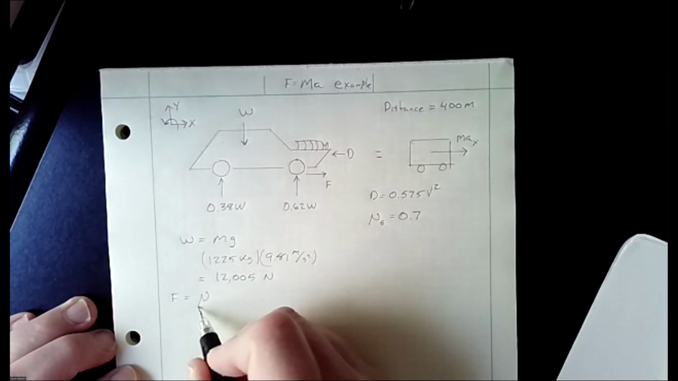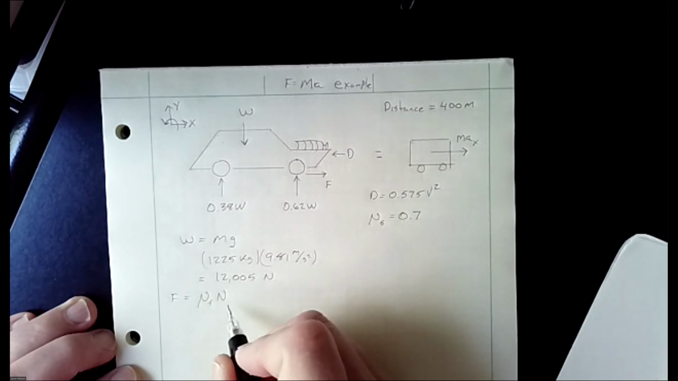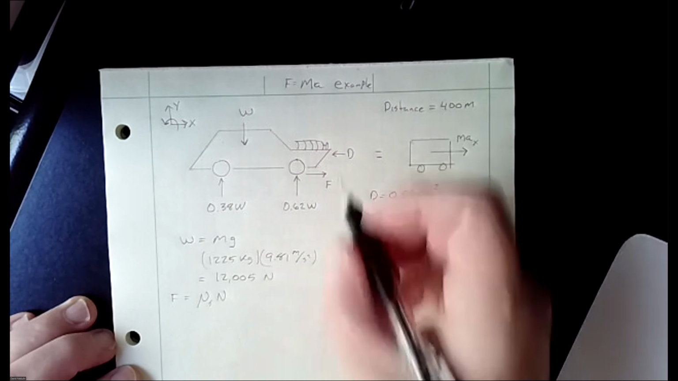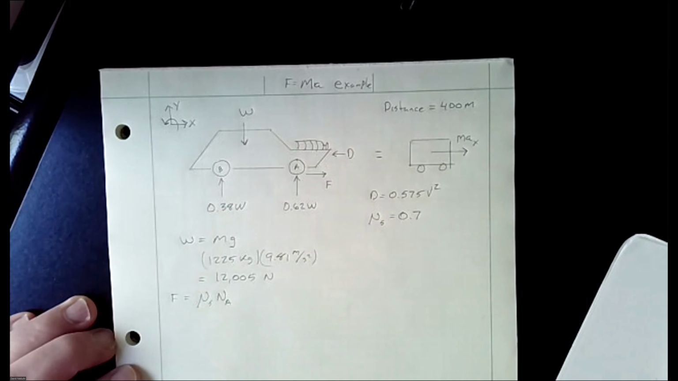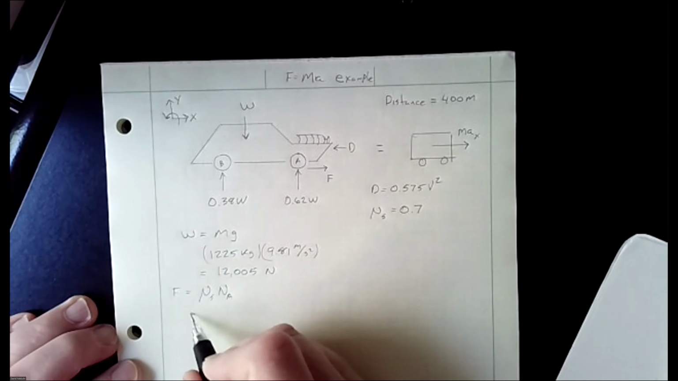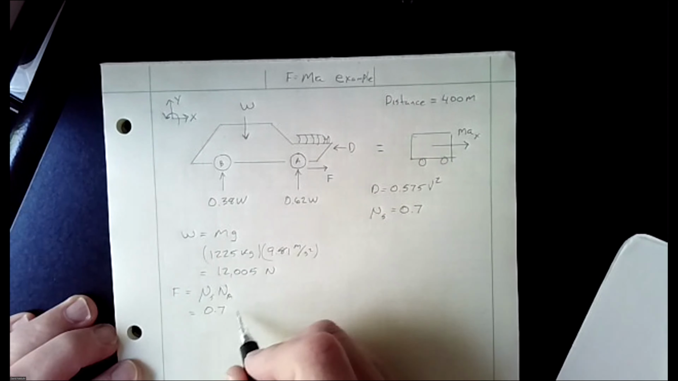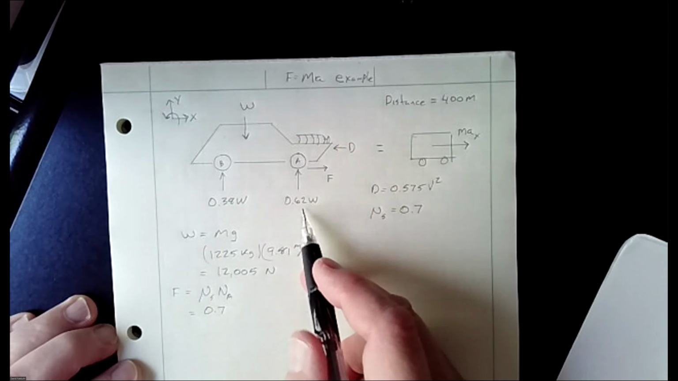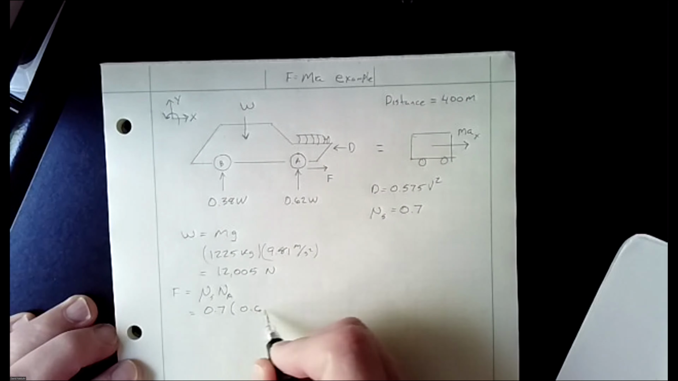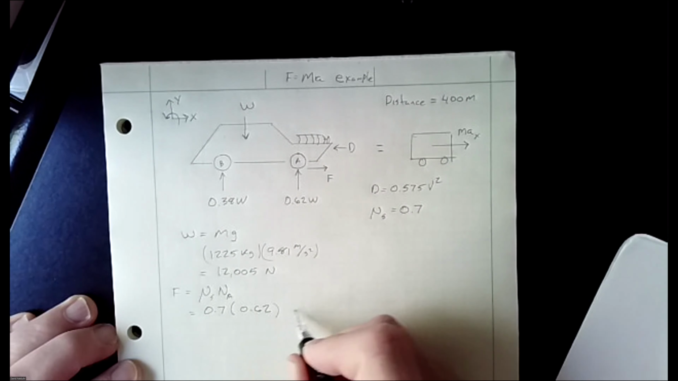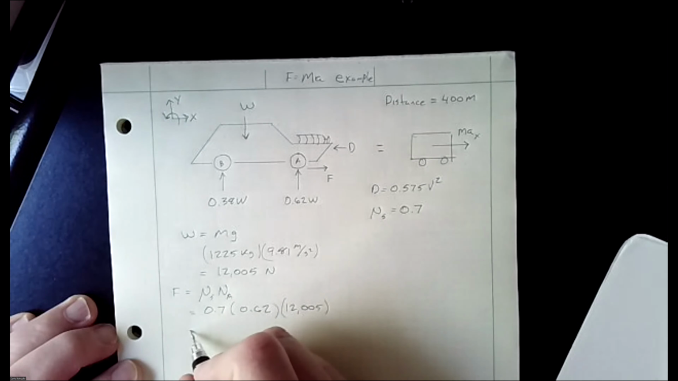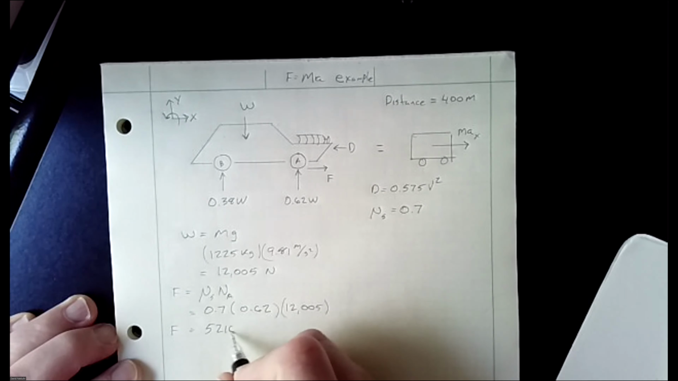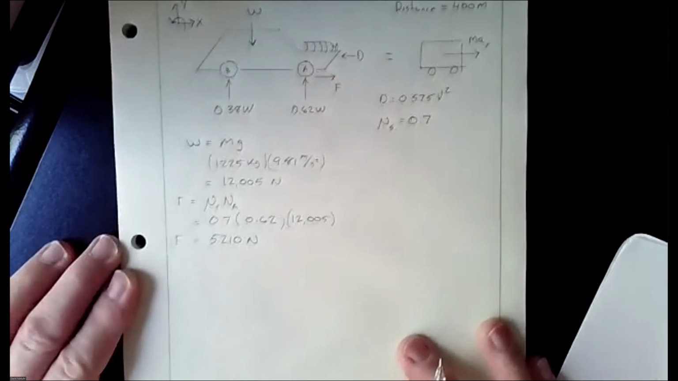Now, that leads us to the fact that our force is essentially mu times N, so mu times the normal force at the front wheel. I guess we can call this A, this B. We'll say that's NA. So that's equal to 0.7 times 0.62 times the total weight of 12,005. That gives me a force of 5210 newtons. So that's the force that's pushing me forward.